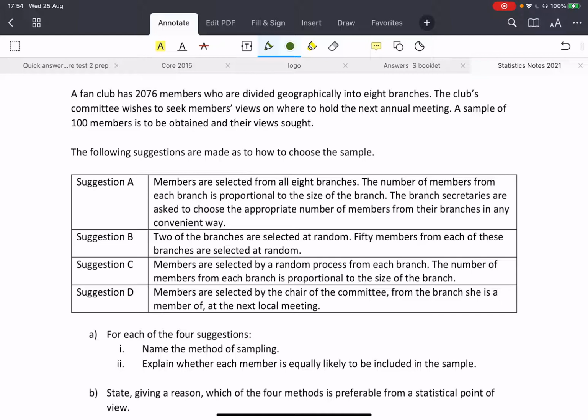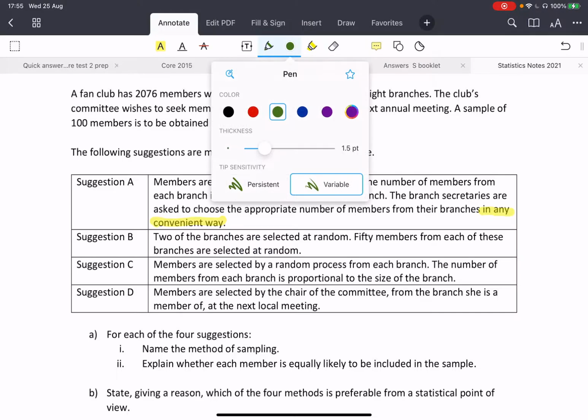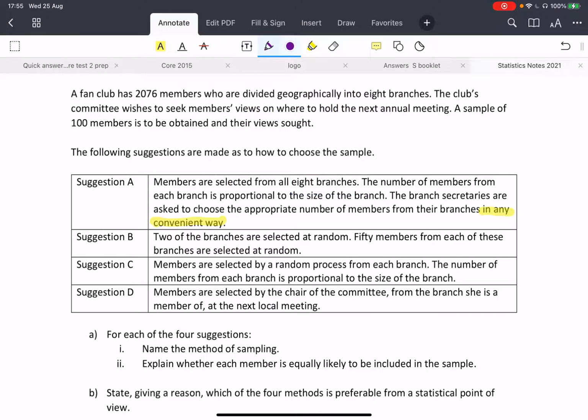So we've got suggestion A, members are selected from all 8 branches. The number of members from each branch is proportional to the size of the branch. The branch secretaries are asked to choose the appropriate number of members from their branches in any convenient way. So it's proportional to the size of the branch. There's 8 branches, but in any convenient way is our clue there. So it's not necessarily a random sample, so it's not stratified or anything like that. So I would say that one there, and I'm going to write my answers on the question paper, and don't do this for your teachers. So that one there is quota.